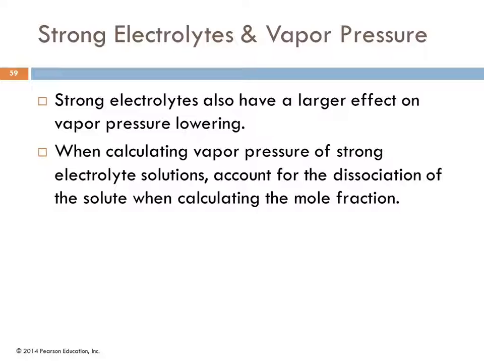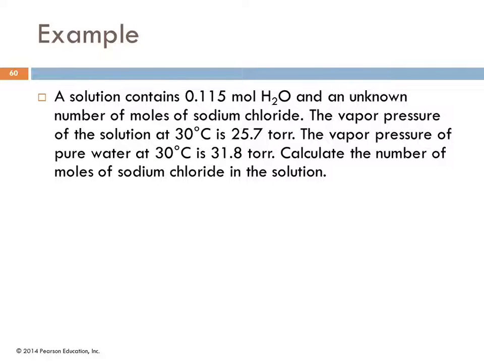Strong electrolytes also have a larger effect on the vapor pressure lowering, as we would expect. And so you would also have to account for the dissociation of the solute when you're calculating the mole fraction of the solute. A solution contains 0.115 moles of water and an unknown number of moles of sodium chloride. The vapor pressure of the solution at 30 degrees Celsius is 25.7 torr. The vapor pressure of pure water at 30 degrees Celsius is 31.8 torr. Calculate the number of moles of sodium chloride in the solution.